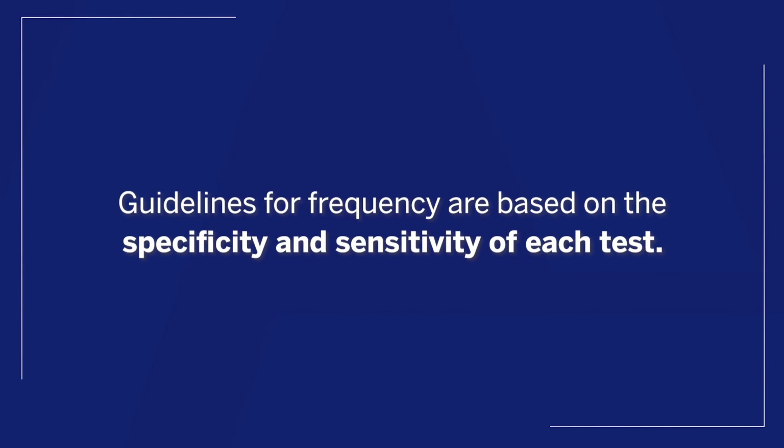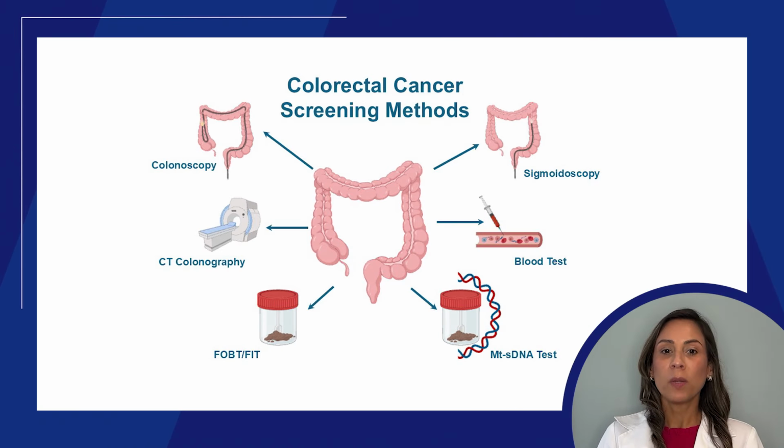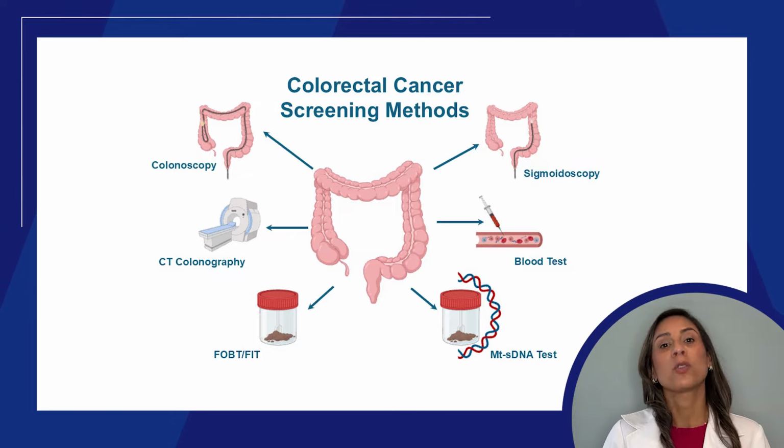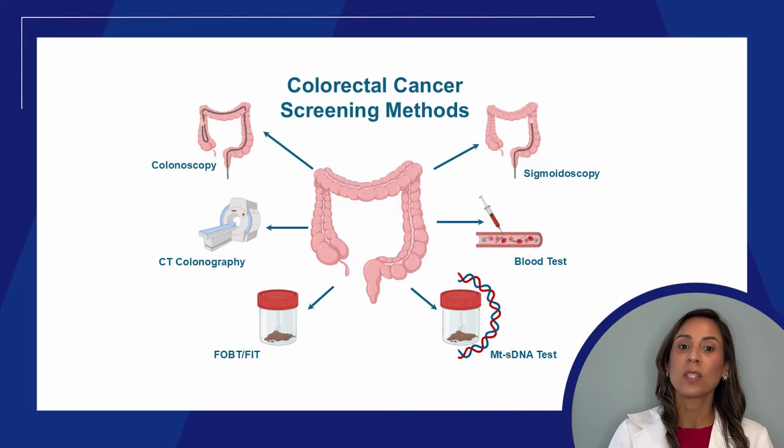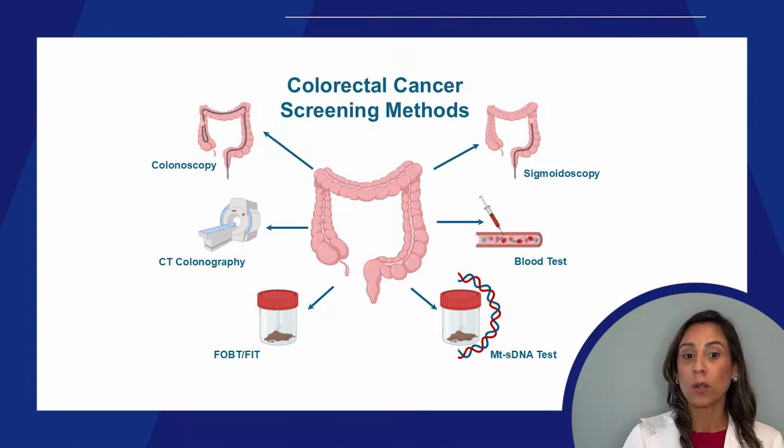But before we do that, I do want to make an important point that the guidelines for frequency are based on the sensitivity and specificity of each test, and so it really is important to adhere to those specific guidelines. Options can be categorized into non-invasive, which are your stool and blood-based screening tests, or direct visualization, which includes sigmoidoscopy, colonoscopy, and CT colonography. Now, let's start by discussing our stool-based testing.